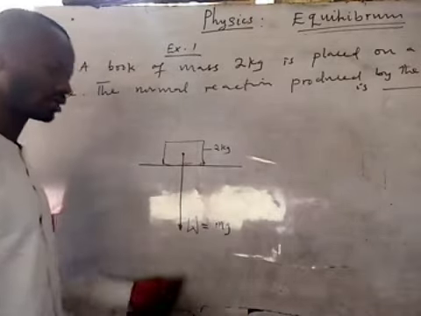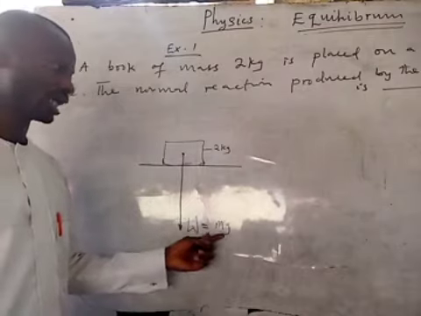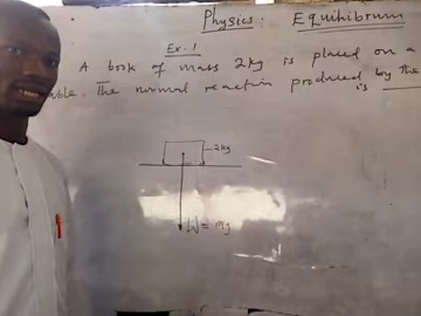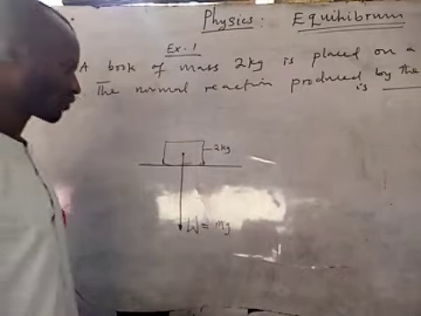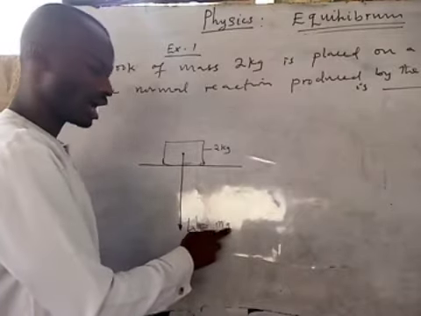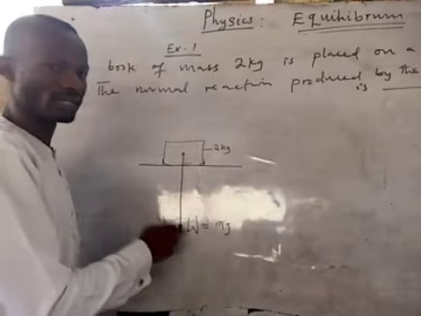We know what weight is now. Weight is always equal to the mass times the gravitational acceleration. Of course, since the mass is given and the value of g is given, we can find the weight.